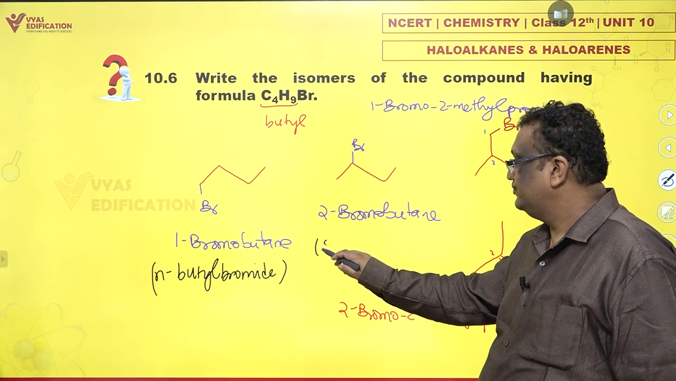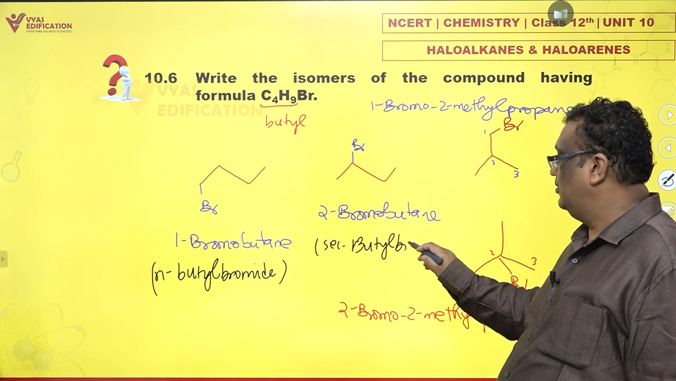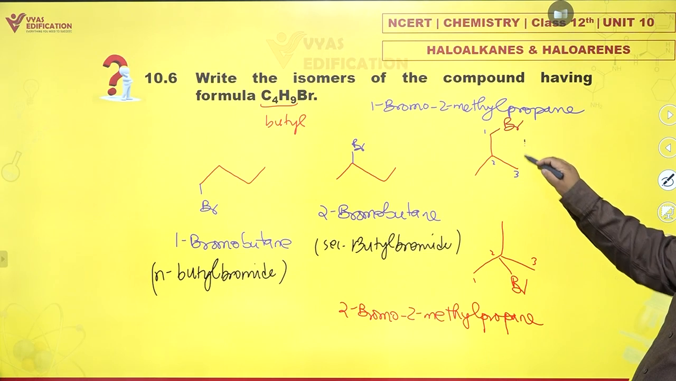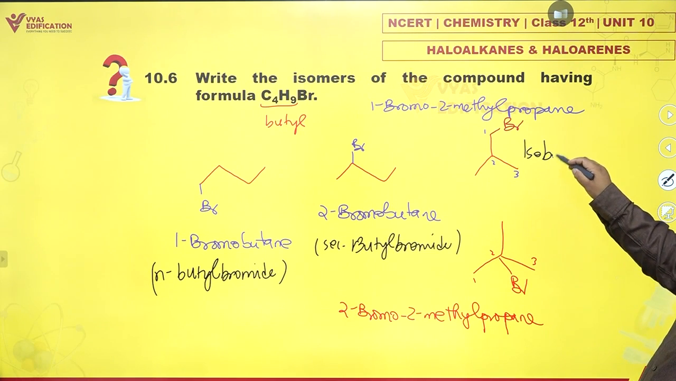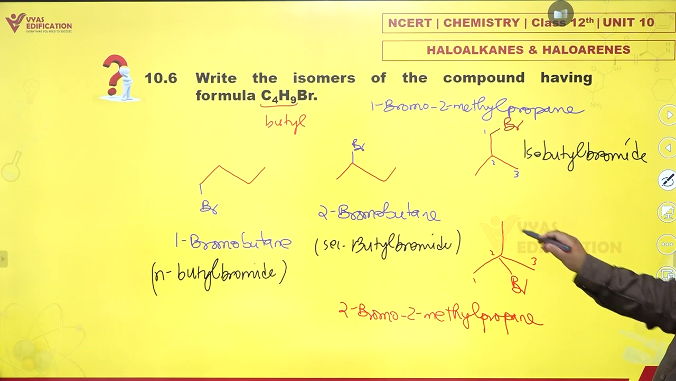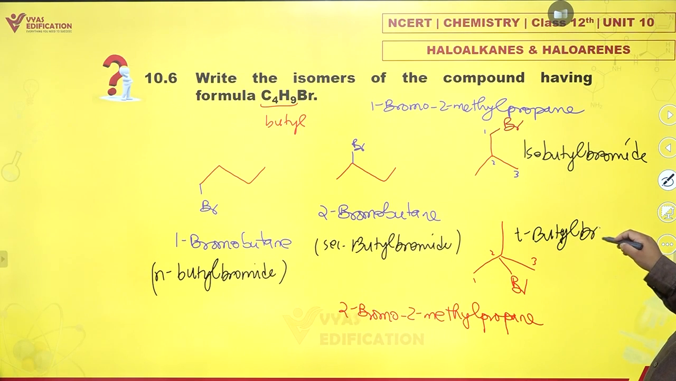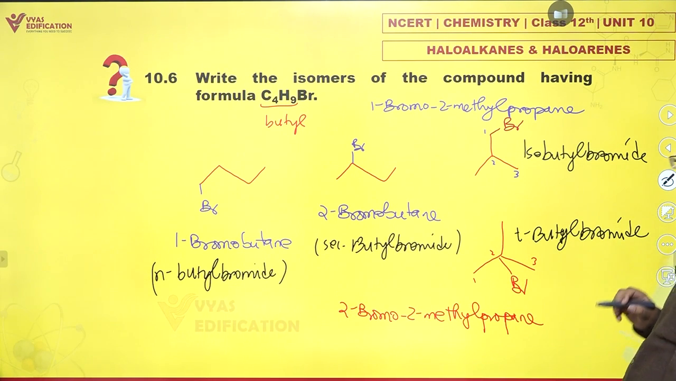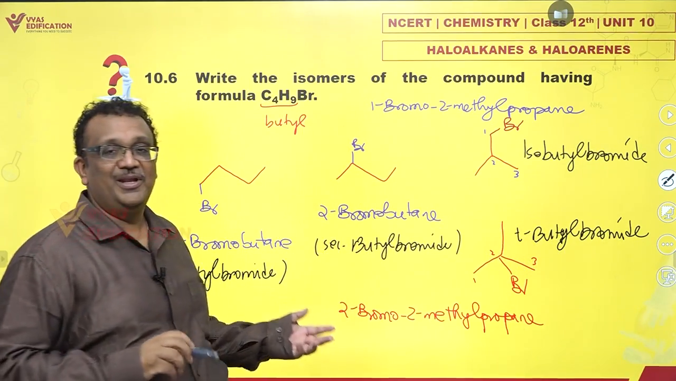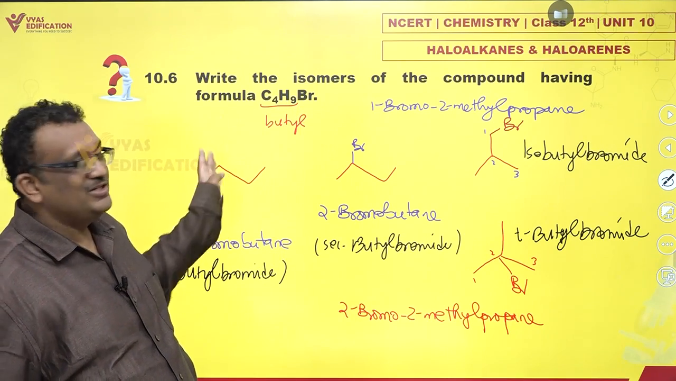This is secondary butyl bromide. And this is isobutyl bromide. And this would be tertiary butyl bromide. I have given you the structures, the method to construct them, the IUPAC names as well as the common names, everything. These are the possibilities. Write the isomers, I have written everything.